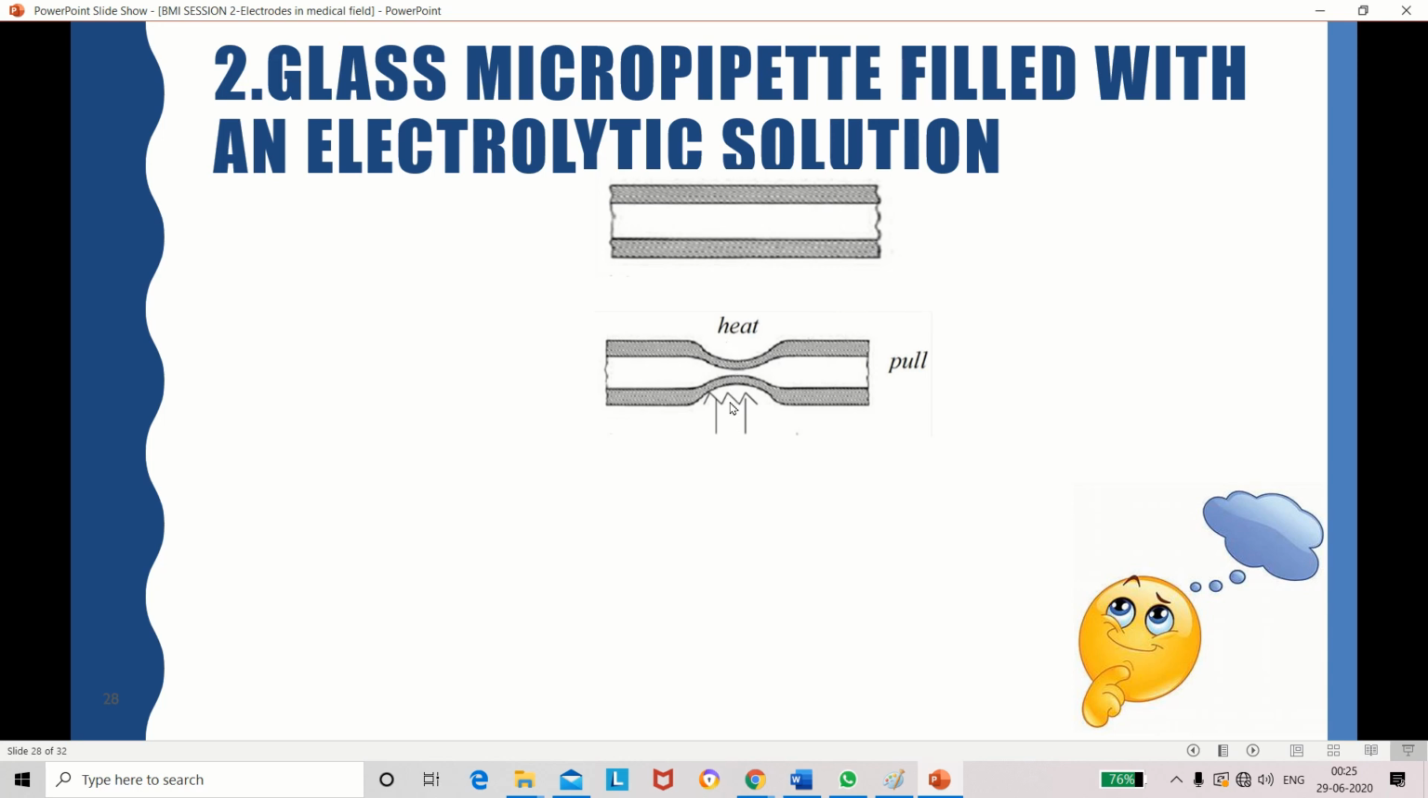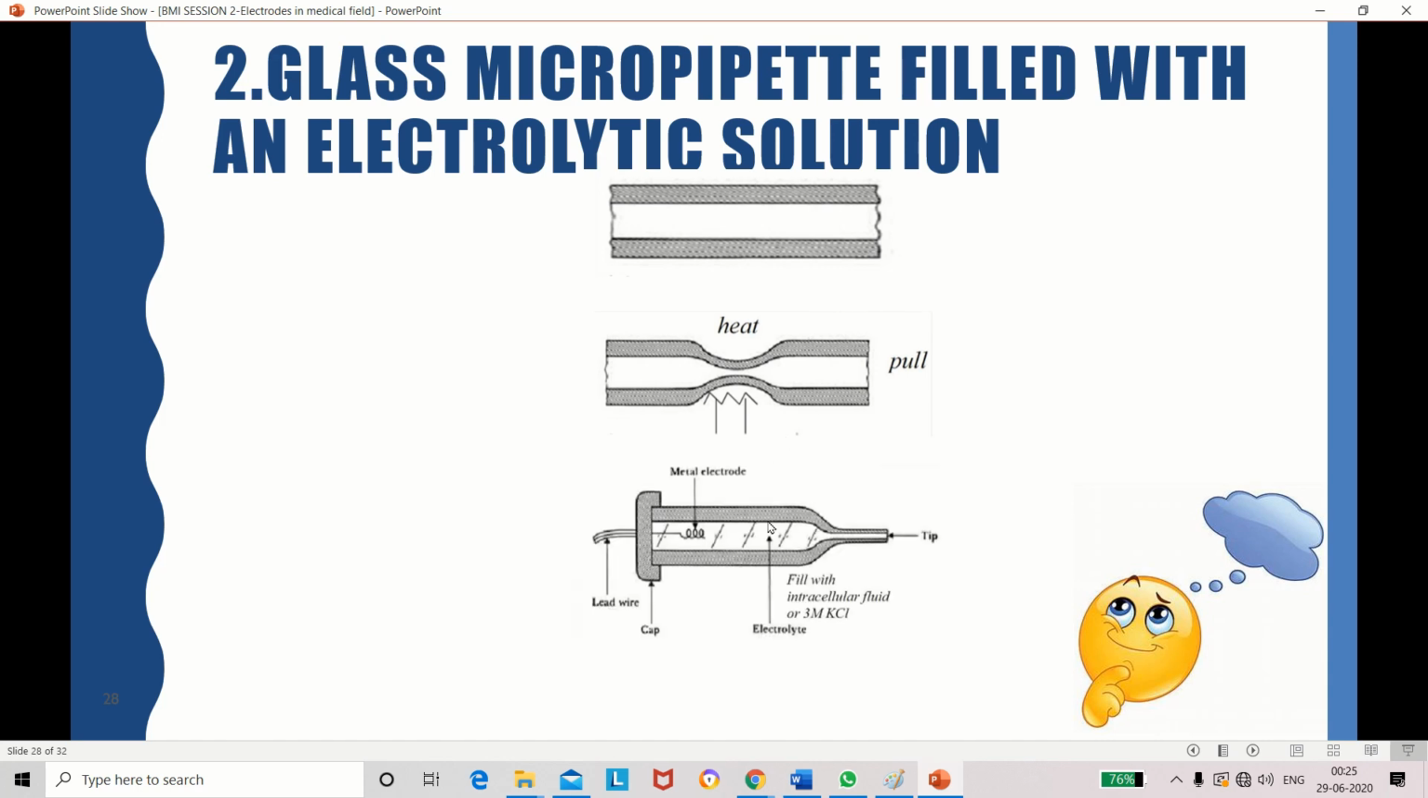It will break at this place, isn't it? Now after breakage we will get two pieces. Am I right? So now let us take only one type of micropipette electrode. Here we are ending this electrode with some cap. This lead wire is used to connect with the display. This tip we have to fix on the cell. It will measure the potential on the cell without causing damage.